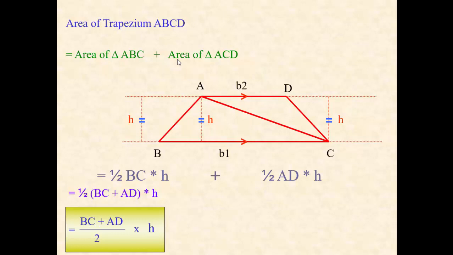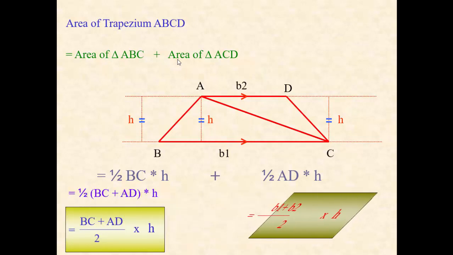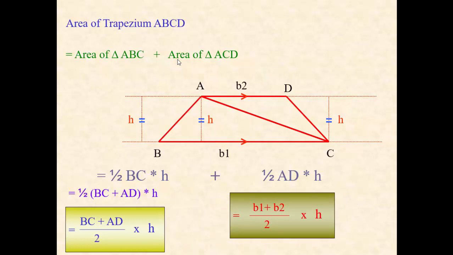What about BC? What about AD? The first base and the second base, the two parallel bases, over 2 times height. Who can remember what's the meaning of AD plus BC over 2? Means the average of the sum of AD and BC. Therefore, area of trapezium equals B1 plus B2 over 2 times height. Okay?